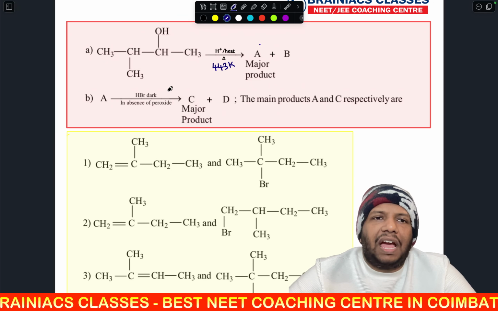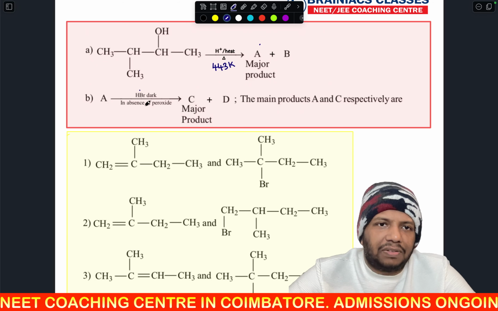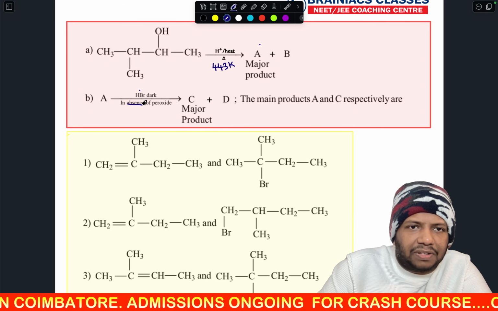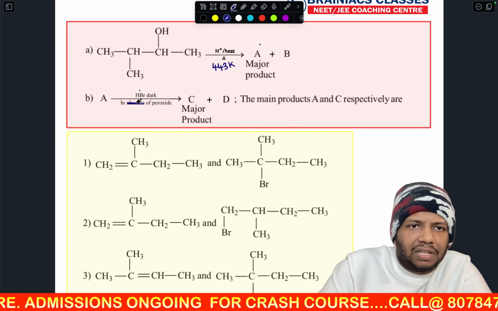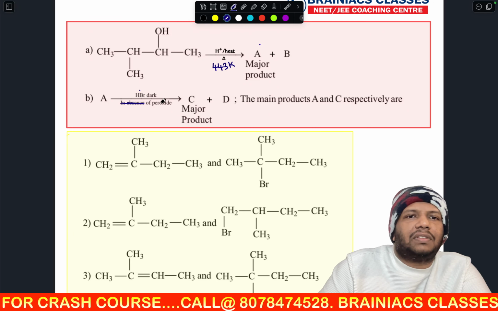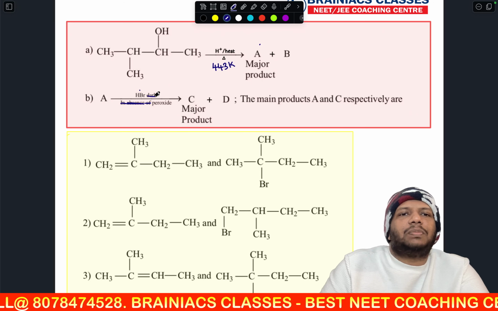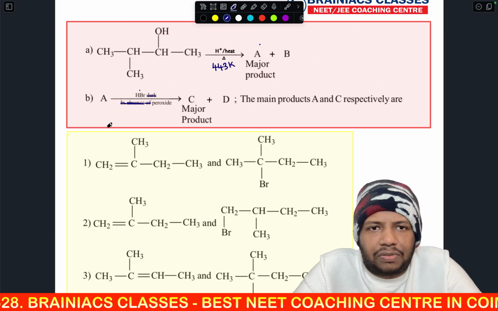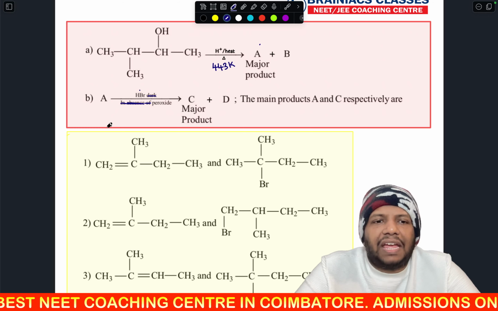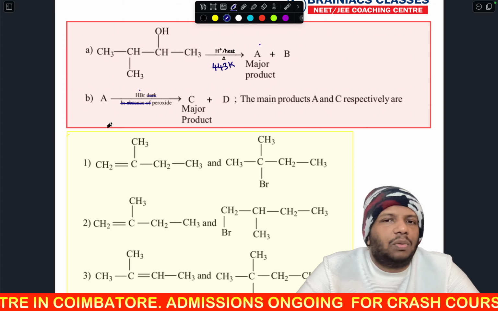That is my major product, which on further reacting with HBr in the absence, actually it should be presence. Actually I need to mention it like in the presence. It's a mistake in the question, so you can think like in the presence of peroxide. Okay, HBr is present, and in the presence of peroxide, what is C, or which is the major product here, and the main product A and C, what are they? This is the question they are asking. Okay, let's try to understand the question, then you will get a clear picture.